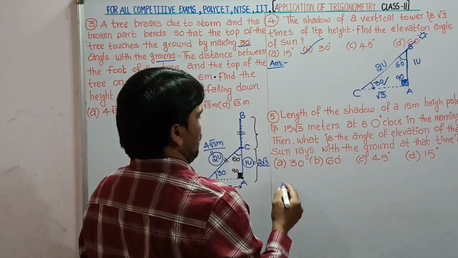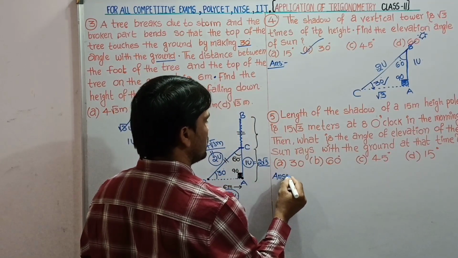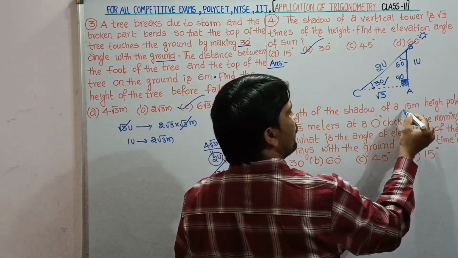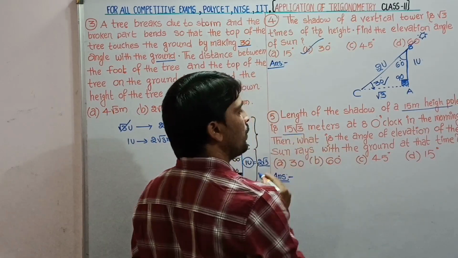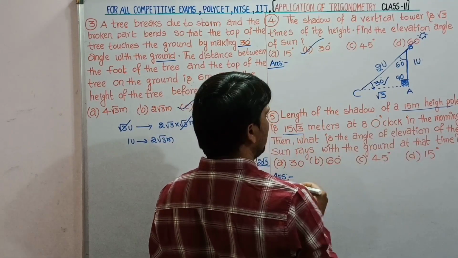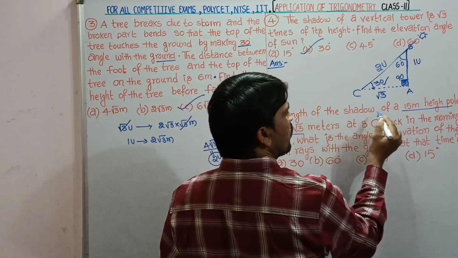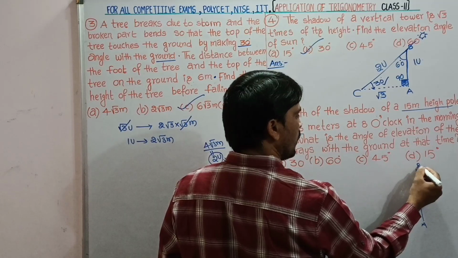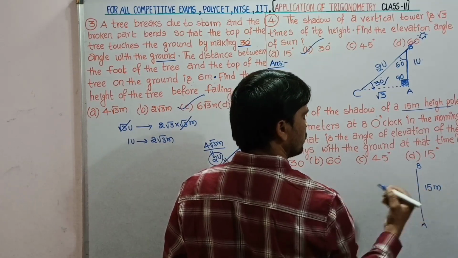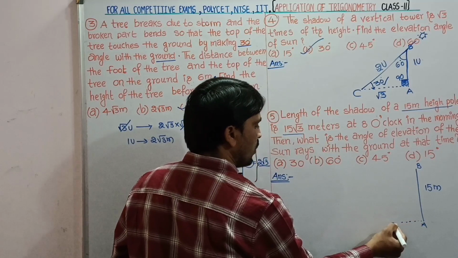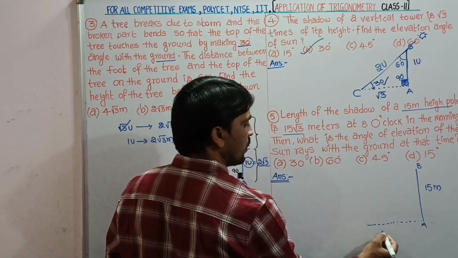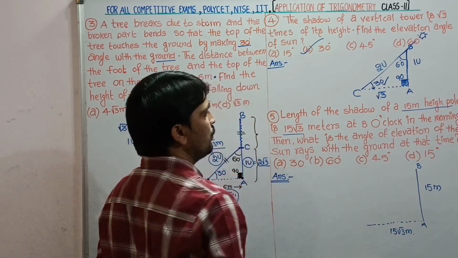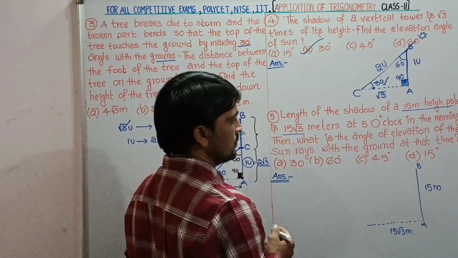Fifth question. Same model question. Little bit difficult now. Length of the shadow of a 15-meter high pole is 15 √3 meters at 8 o'clock in the morning. Consider this is a pole AB of 15 meters high. And its shadow at 8 o'clock is 15 root 3 meters.